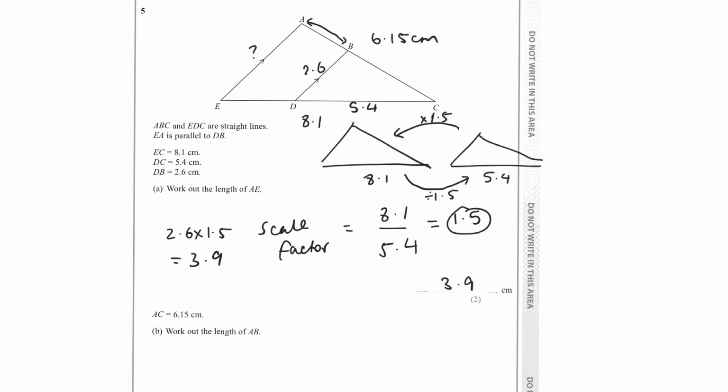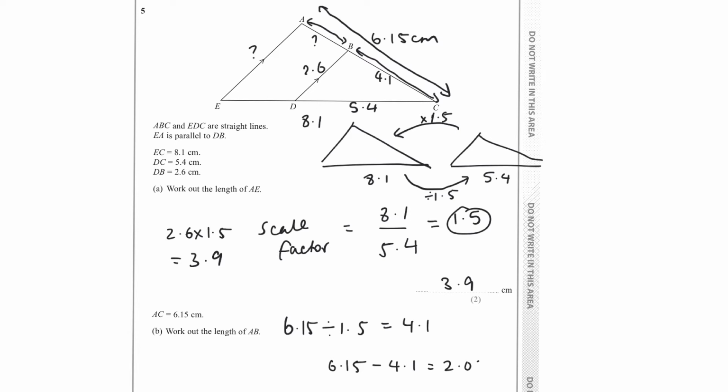So if we are to work out the length A to B, this whole part is 6.15. To work out the length from B to C, we would do 6.15 divided by 1.5, because we're working out a length on the smaller shape from the bigger one. If you put that into your calculator, you would get 4.1. Then to work out what A to B is, you would simply do 6.15 take away 4.1, which will leave you with 2.05.